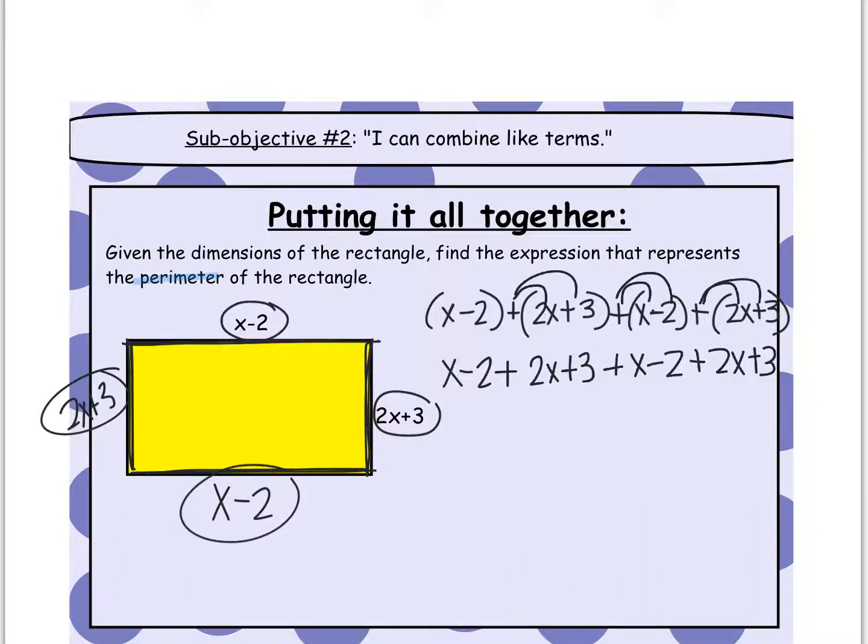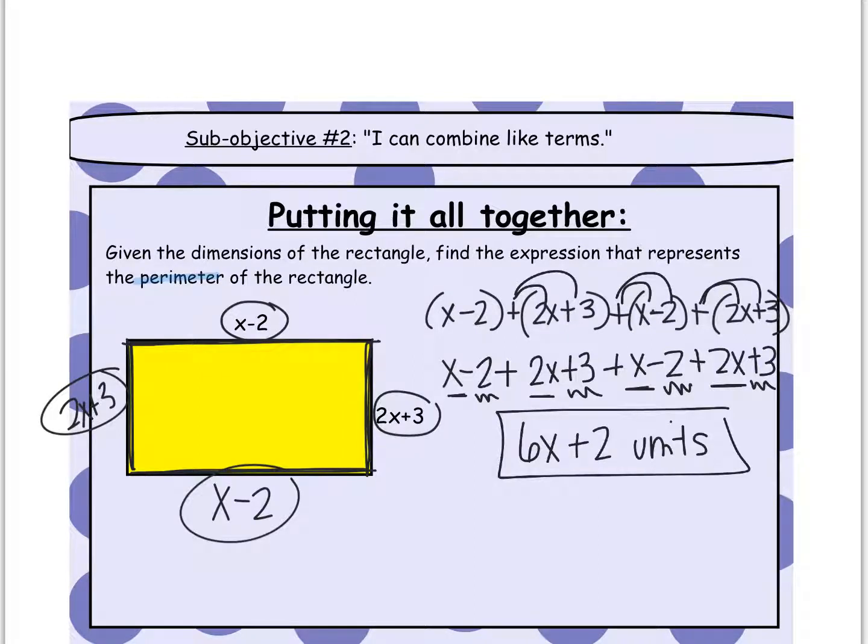And so now I combine my like terms. So x plus 2x is 3x, plus x is 4x, plus 2x is 6x. So combining my like terms, I have 6 x's. And then negative 2 plus 3 is a positive 1. Minus 2 is negative 1. Plus 3 is a positive 2. So the perimeter is 6x plus 2 units. That would be the distance all the way around.